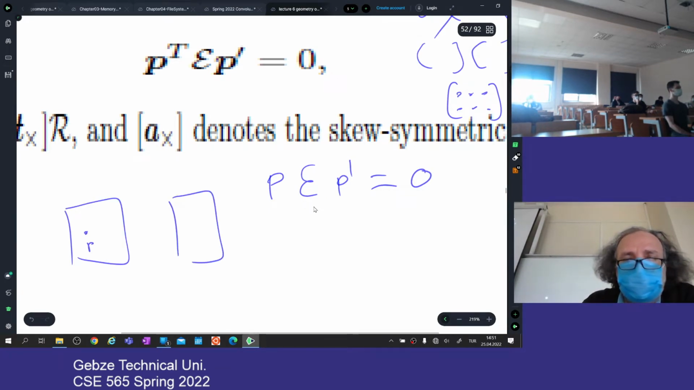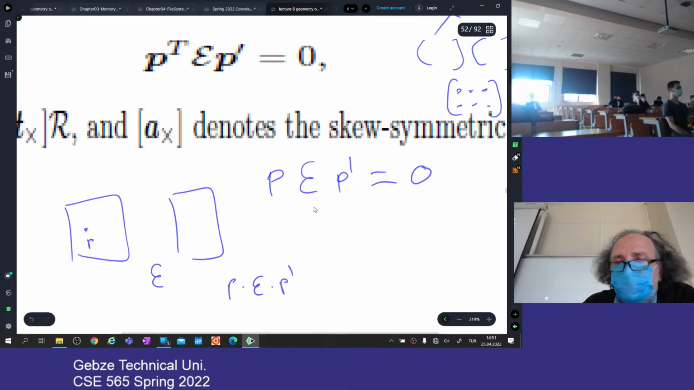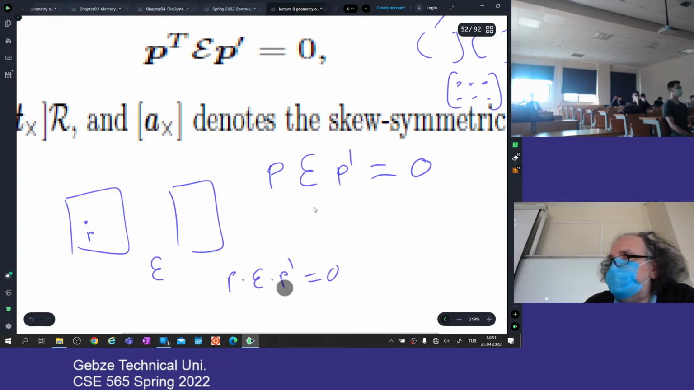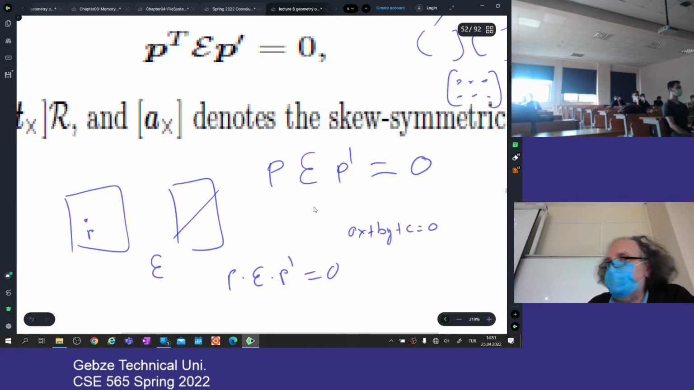This is your P, and they gave you the essential matrix too. Writing this formula, P times the essential matrix times P prime, I know this P, I know the essential matrix, equals 0. So this has 3 components, right? You are going to get something like AX plus BY plus C is equal to 0. And it will be a line in the other image like this. So that line is the line where you are going to make a search on the image.